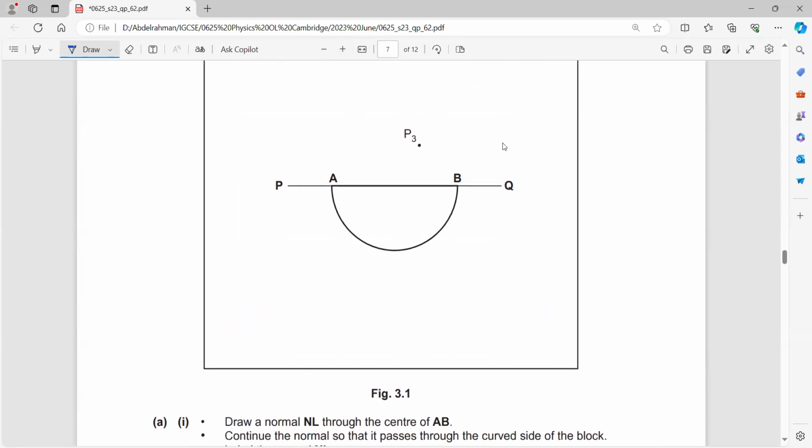Okay, this is the center of AB. You have to measure the distance AB and draw a normal. I would draw the normal.